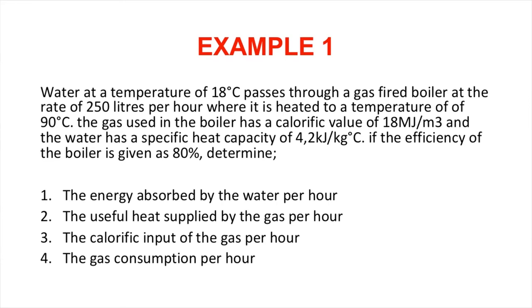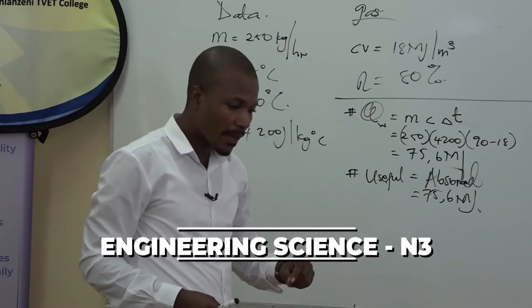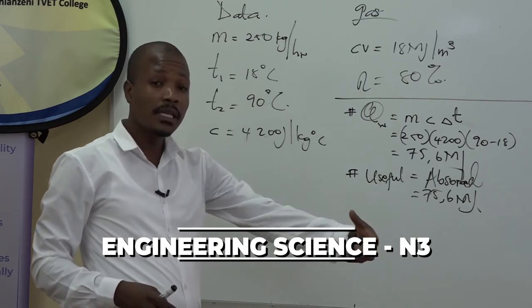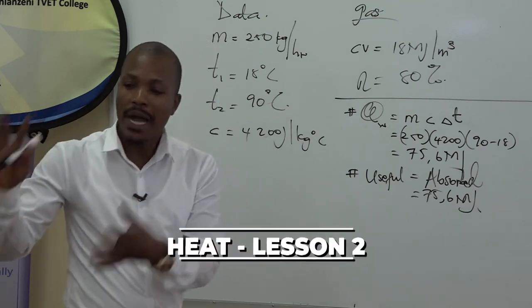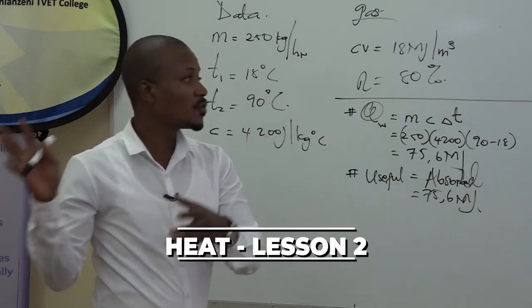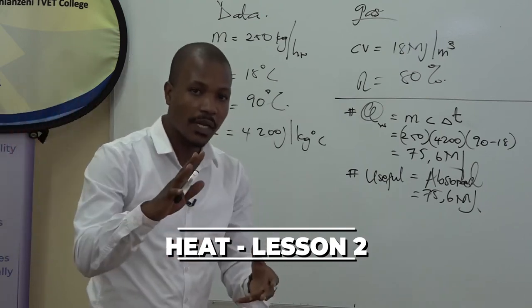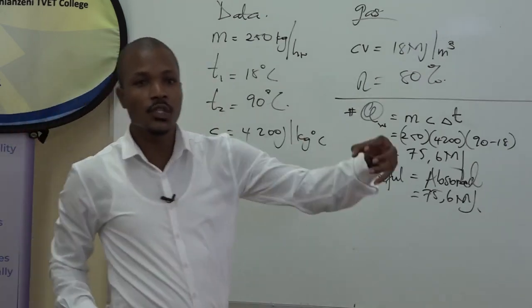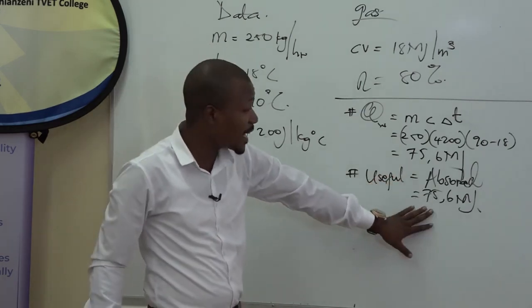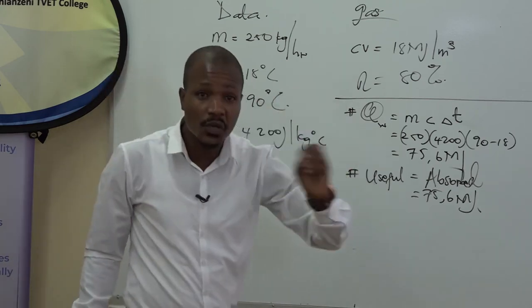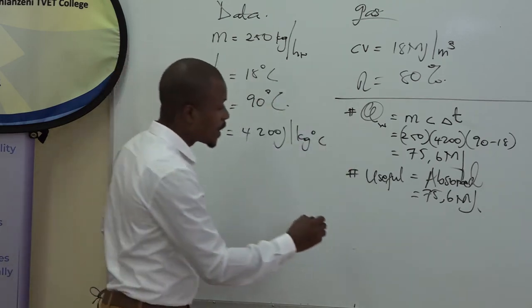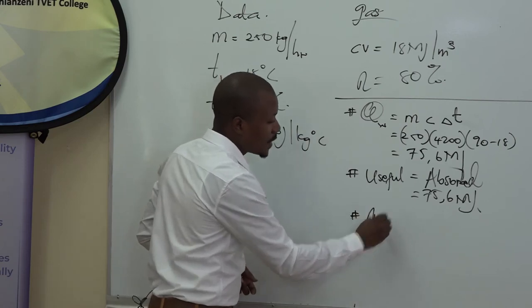Then the next says calculate the calorific input of the gas per hour. Now, remember, the water takes only 80% while 100% is being produced. We want to know what is that 100% that was produced or transferred to the boiler. We know that the water received 80%, which is 75.6 megajoules. We want to know how much was transferred to the boiler. How are we going to do that? We use the efficiency equation.